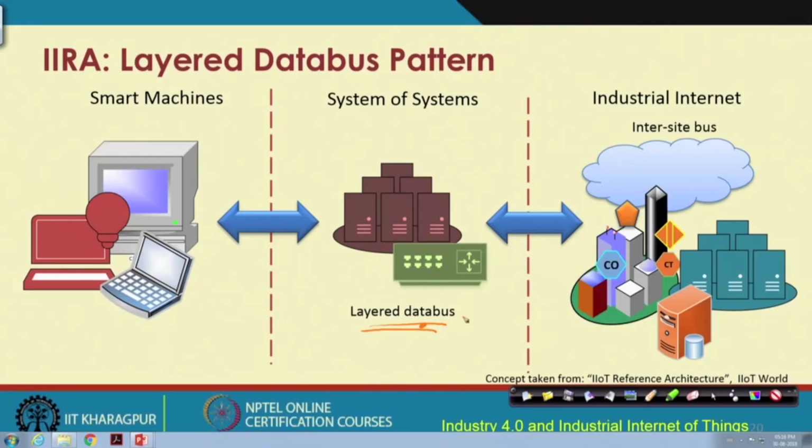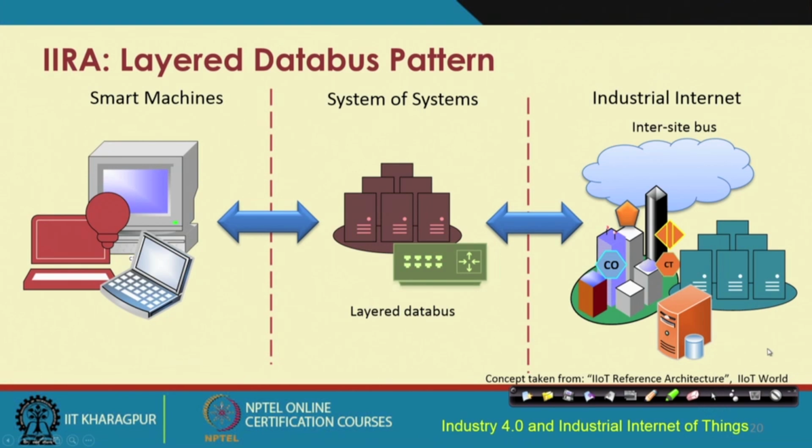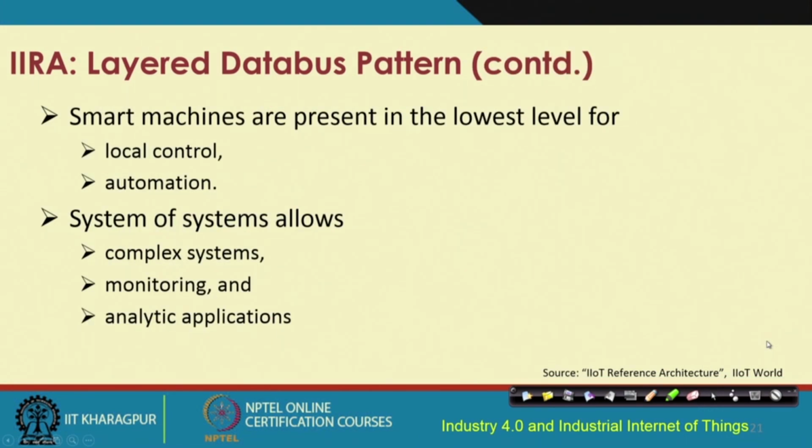Then you have the industrial internet. We have these different applications running on the industrial internet, using the industrial internet in different industrial application sites, same site in the same industry, different groups or different sites of the same company, or it could be that different companies are interconnected together. So, this is the layered databus pattern which is different from the previous two patterns that we have just discussed. So, let us go through this pattern also little bit in further detail.